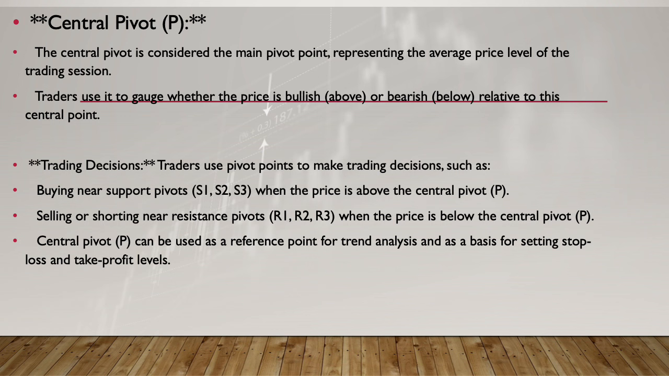Trading decisions. Traders use pivot points to make trading decisions, such as buying near support pivots S1, S2, S3 when the price is above the central pivot, and selling or shorting near resistance pivots R1, R2, R3 when the price is below the central pivot. The central pivot can be used as a reference point for trend analysis and as a basis for setting up stop loss and profit taking levels.